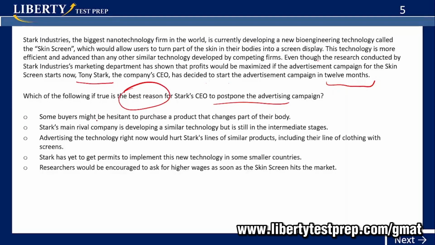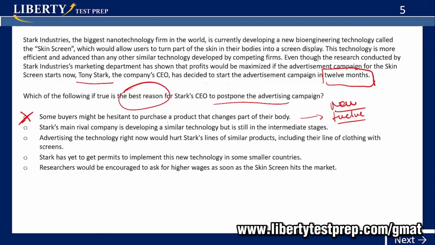Some buyers might be hesitant to purchase a product that changes part of their body. Is that going to be solved in 12 months? Right now they might be hesitant. In 12 months they're going to be hesitant. Who knows, right? If they're hesitant now, why wouldn't they be hesitant in 12 months? What's going to happen within these 12 months that is going to make him trust this new tech? They don't give us a reason, so that's not a reason. Now, you want to provide a reason why waiting 12 months is beneficial for the company.